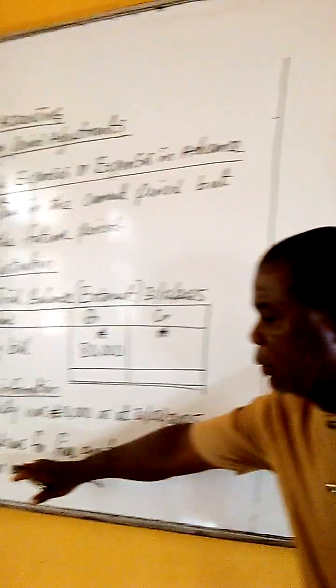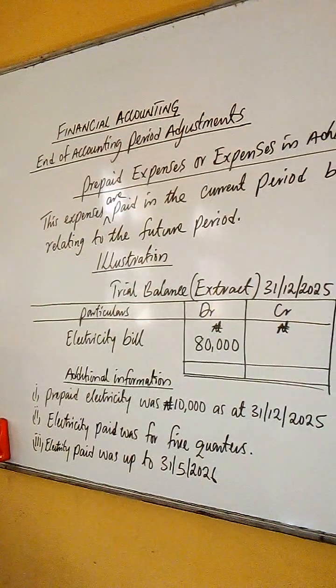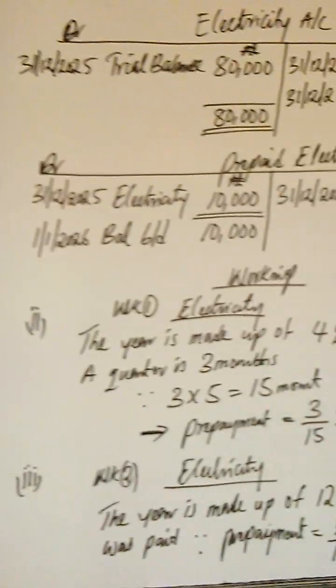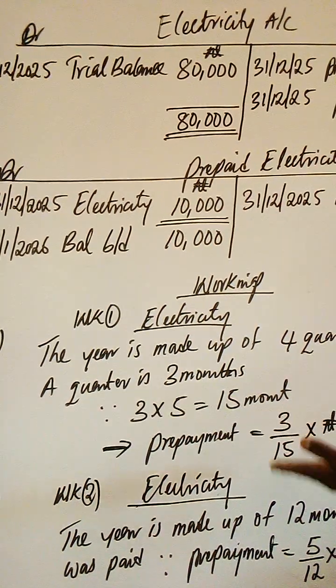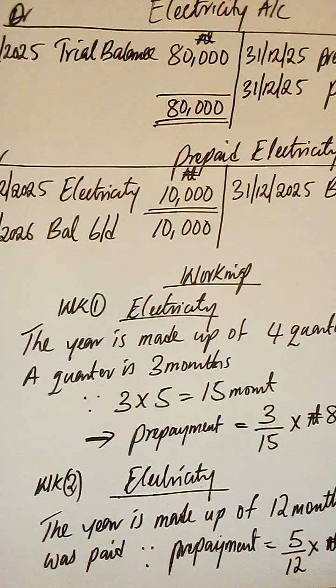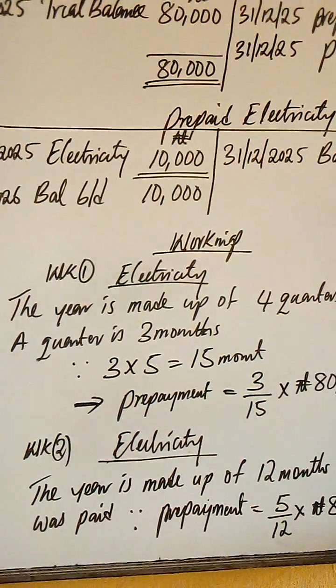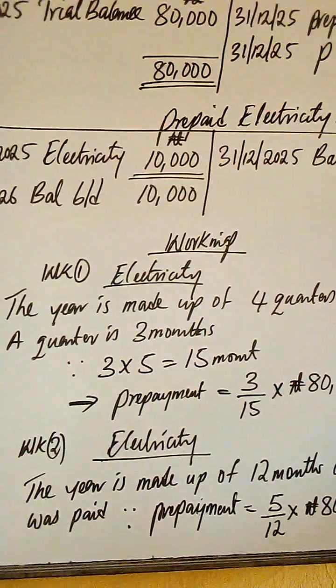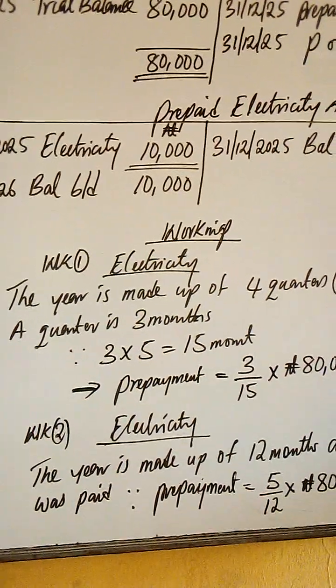Meaning the electricity that was paid here was for 15 months. That means if the year is made up of 12 months, it means there is 3 months ahead of the year. That 3 months ahead of the year becomes the prepayment. The extra 3 months that the business paid become the prepayment.